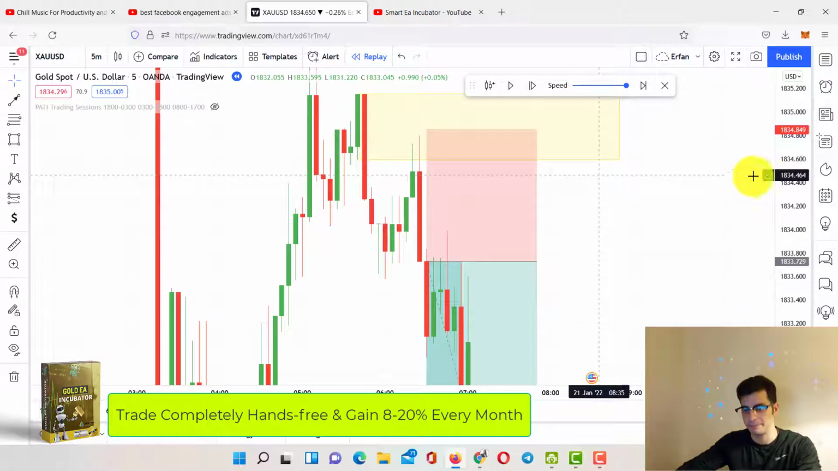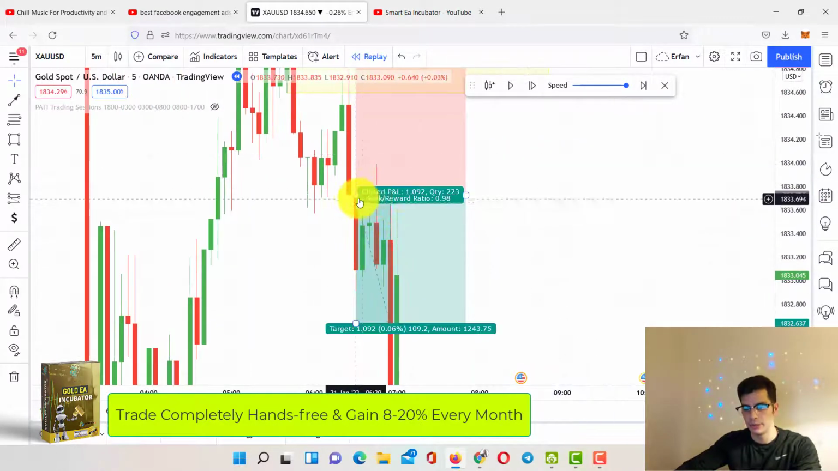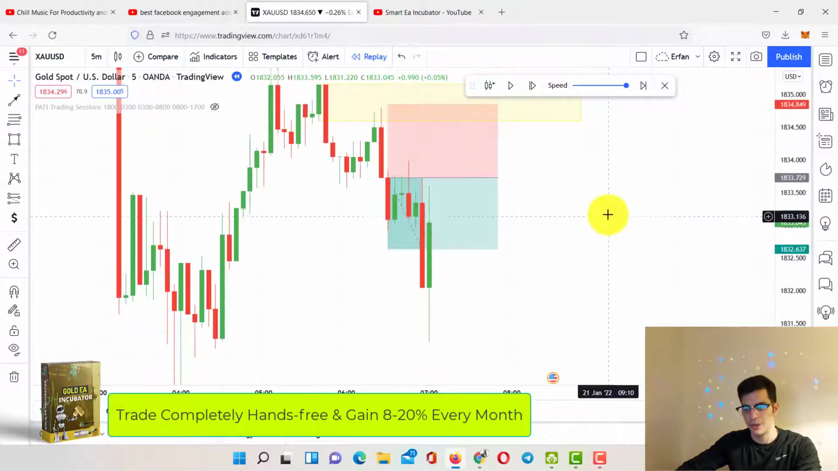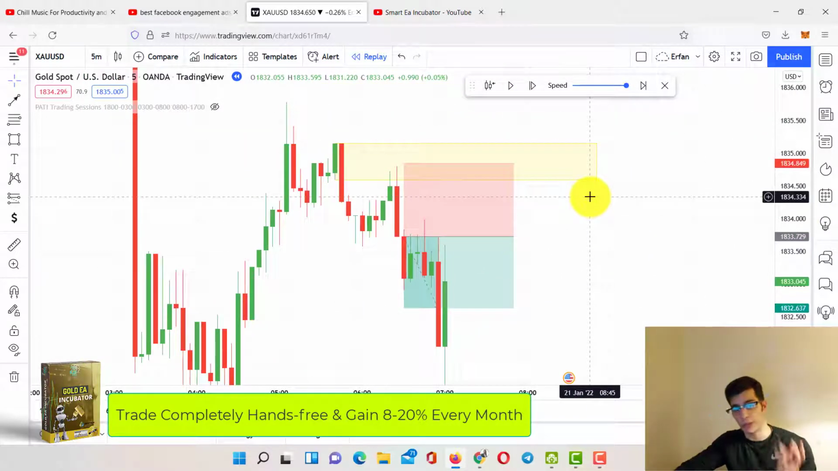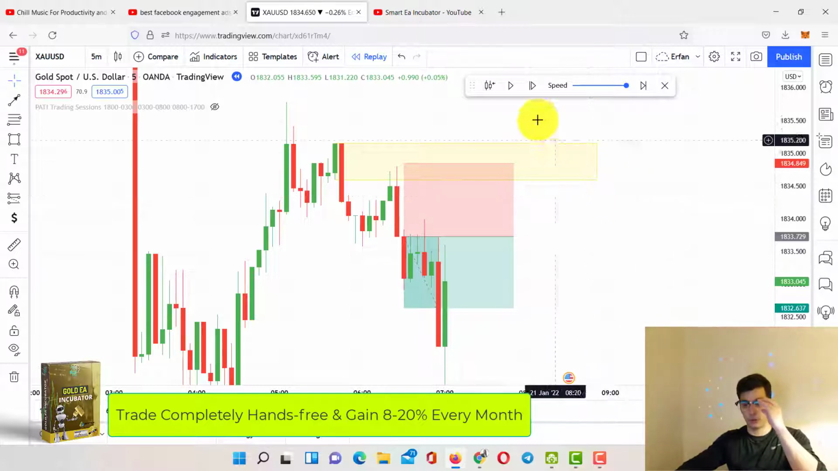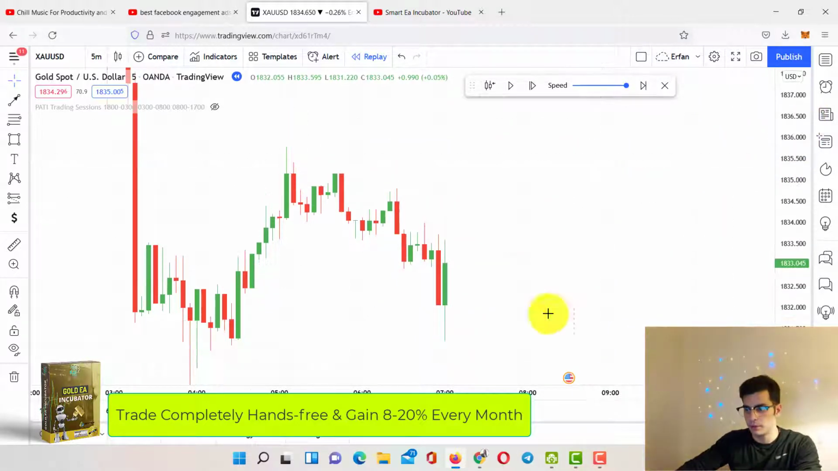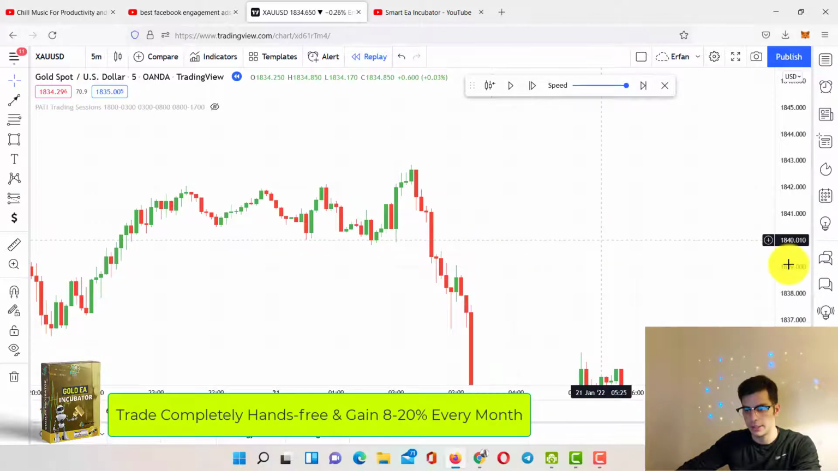So even right here wasn't late, and you could literally enter your trade and then just leave it a runner if you want, or you can close a one-to-one risk to reward trade. So this is the first example for a high probability order block, guys. I can show you the next one.